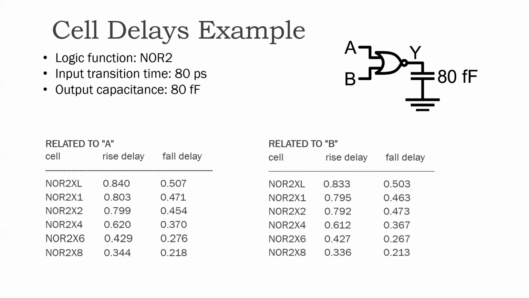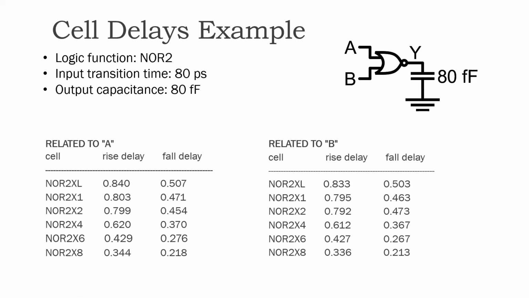And you can see in this case that we have 2 different delays for rise and fall from A to Y, and the difference is quite significant. So if I look at an X1 drive strength, when A is transitioning, when the output is rising, the delay from A to Y is 0.8 nanoseconds, and if the output is falling, then the delay from A to Y is 0.4 nanoseconds. So it's a big difference.